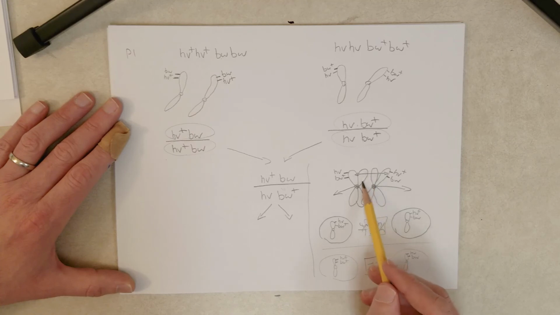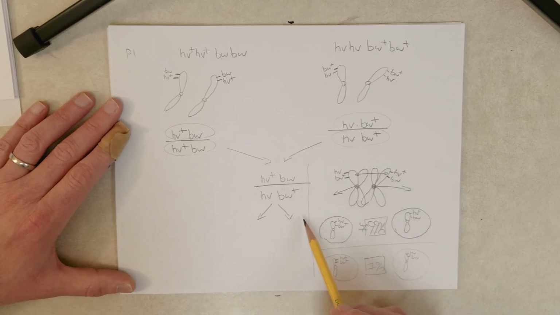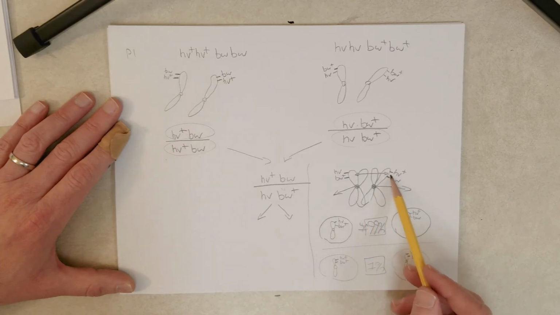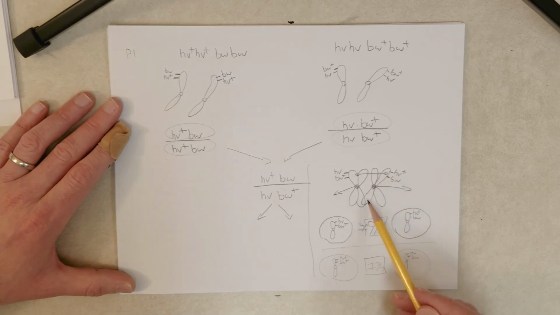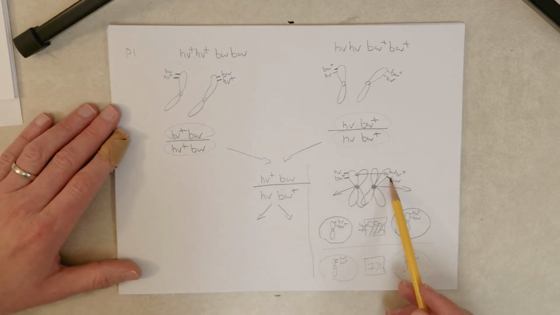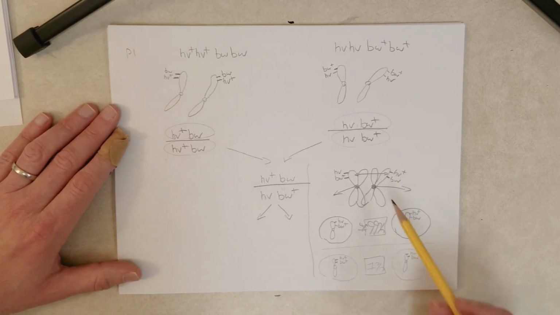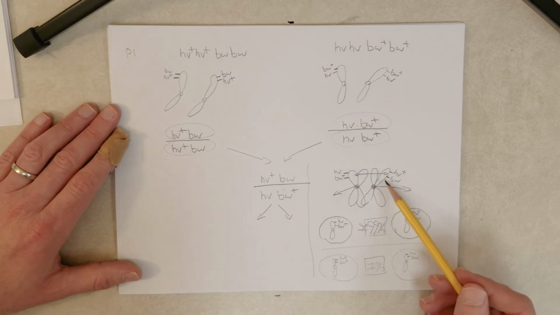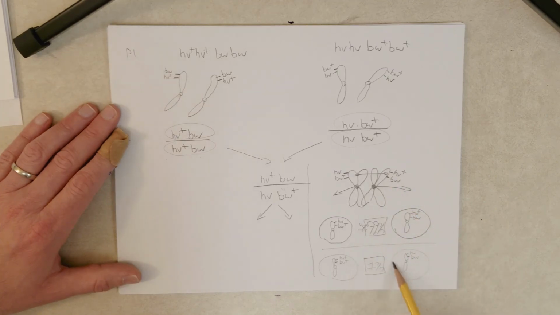Depending on where the crossover occurs, we could end up with a case where the hv plus comes over here and hv goes over there. If that happens, we will end up with a small number of gametes with these genotypes. And this does happen. The level at which crossing over happens between two linked genes depends on how close the genes are to one another on the chromosome. If they're very close together, recombination doesn't happen that often, and you get a very small number of what we'll call recombinant gametes. If they are very far apart, recombination or crossing over is much more frequent between them, and you end up with a larger number of recombinant gametes.